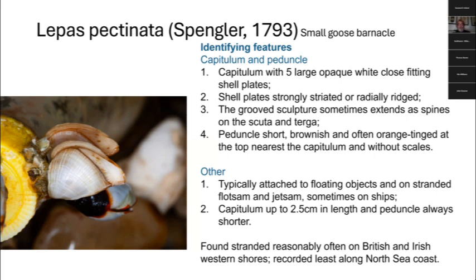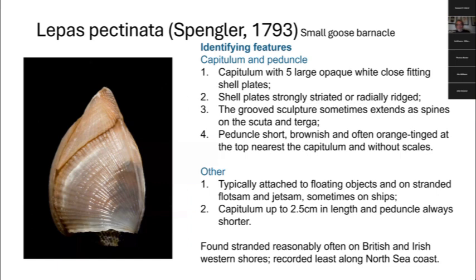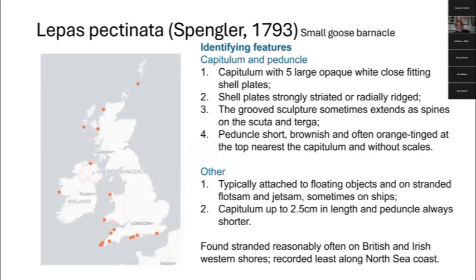Like the previous species, this is Lepas pectinata, the small goose barnacle. There's a nice photograph showing the very distinctive sculpture on the shell plates of this particular species. It's found stranded reasonably often on British and Irish western shores, and again recorded least along the North Sea coast.